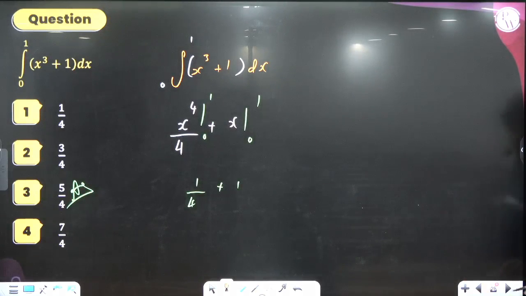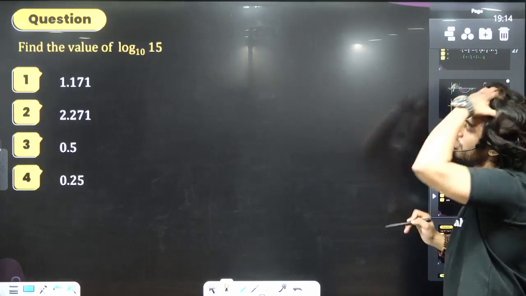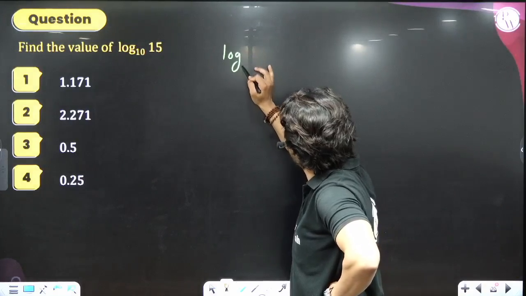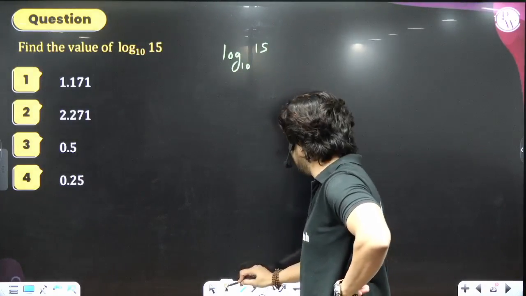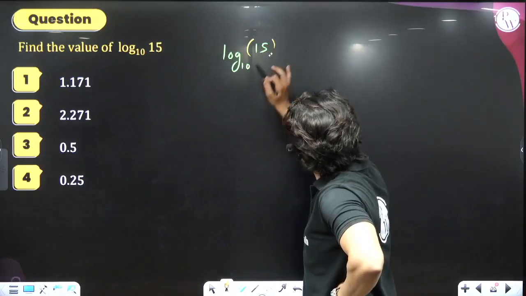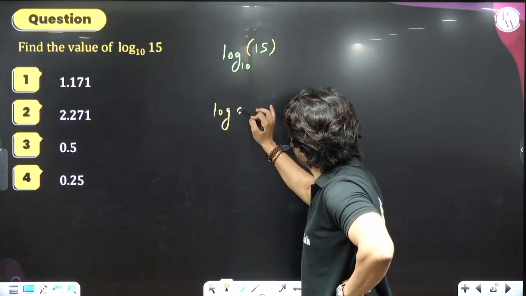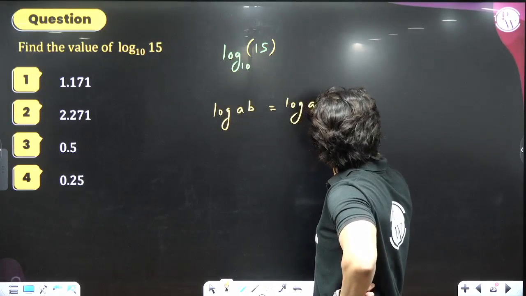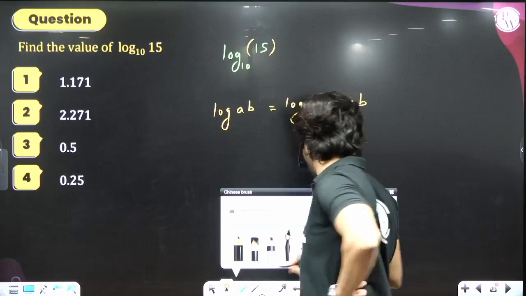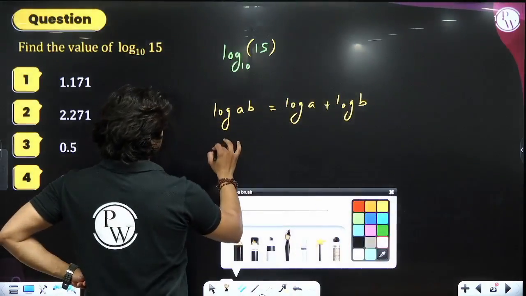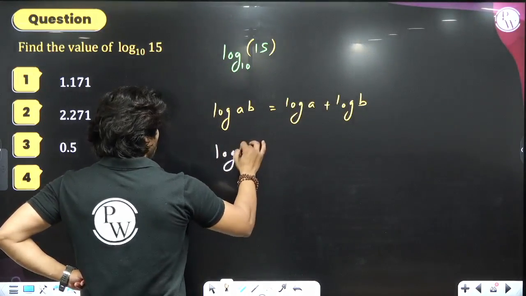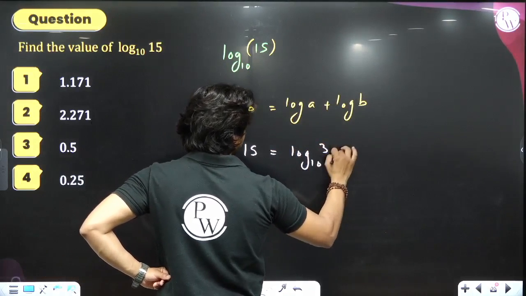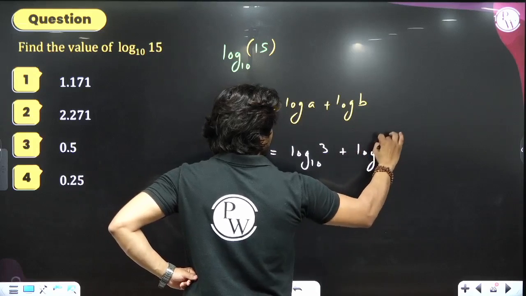So here we go. Let's take the discussion ahead. The next concept in front of you is the log. So what has been given to you? Log of 15 with base 10. Now we know about the property log of a into b equals log of a plus log of b. Definitely yes. So we can read 15 as 3 into 5. So log 15 is going to be log 3 with base 10 plus log 5 with base 10.